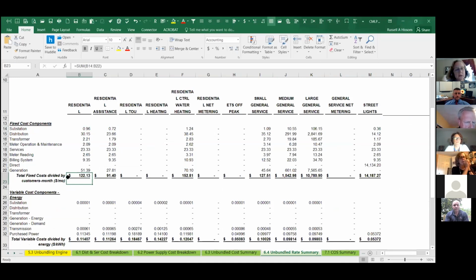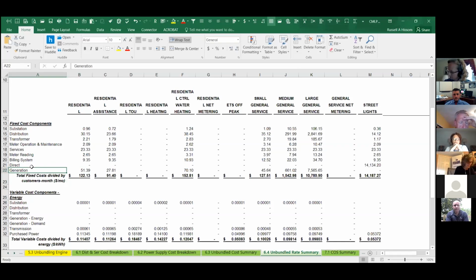Okay, so that is helpful. This fixed cost divided by customers per month. So this is the cost divided by the customer account. So I can see on your spreadsheet that you have generation. What is that? So that would be your fixed power supply costs, pretty much. Okay. Fixed power supply costs. So fixed power supply cost being our capacity contract and our PPAs for generation?